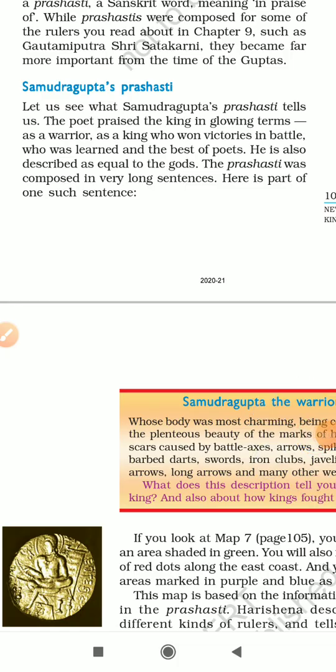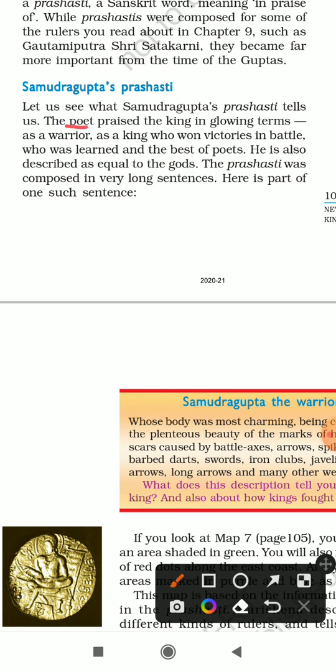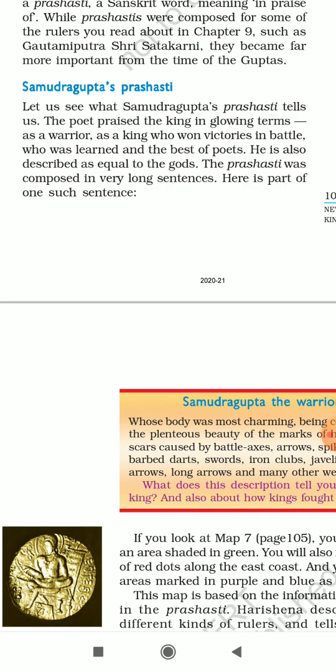Samudragupta's Prashasti. Let us see what it tells us. The poet Harisena praised the king in glowing terms as a warrior, as a king who won victories in battle, who was learned and the best of poets. He is also described as equal to the gods. The Prashasti was composed in very long sentences. Here is a part of one such sentence.